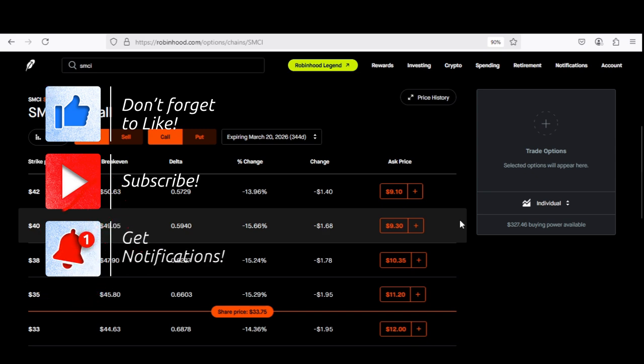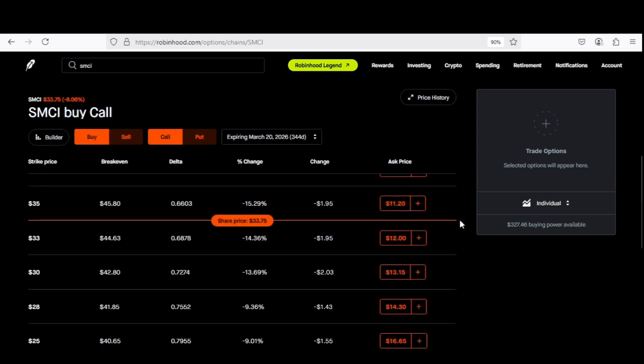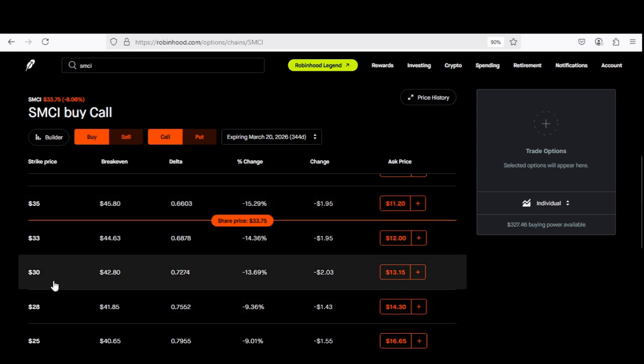Now we're going to go ahead and choose our strike price below the current share price. I do highly favor the $30 strike price based on my own personal research and my own personal risk tolerance. For the $30 strike price right here, because we're buying an option, the amount we're going to have to pay is going to be $13.15, or $1,315. That's simply because each option contract contains 100 shares. So you simply multiply 100 by 13.15, and that's going to give you $1,315.